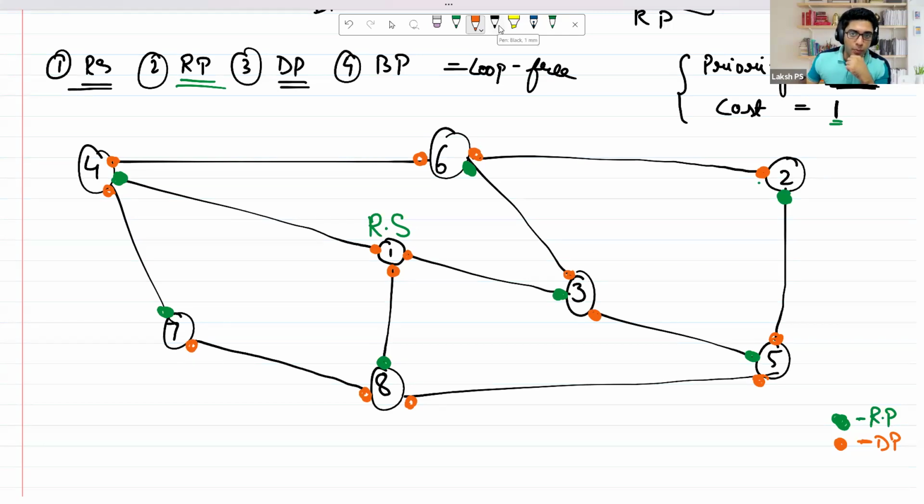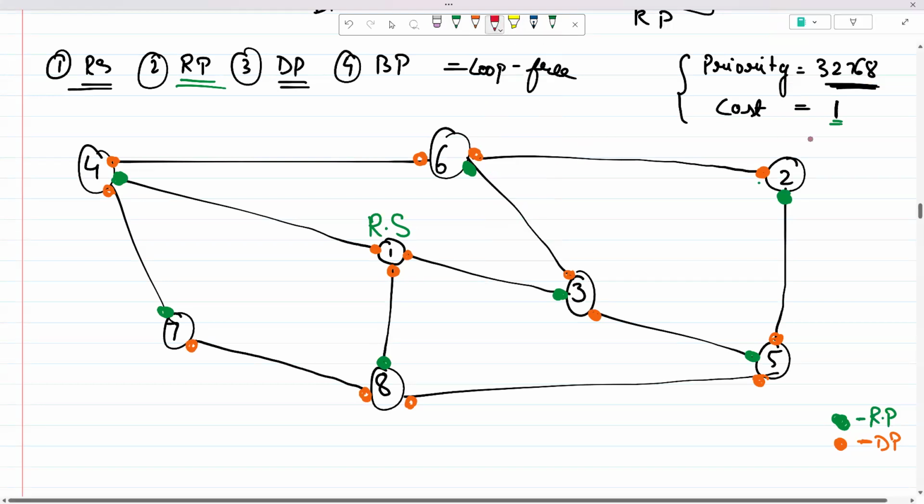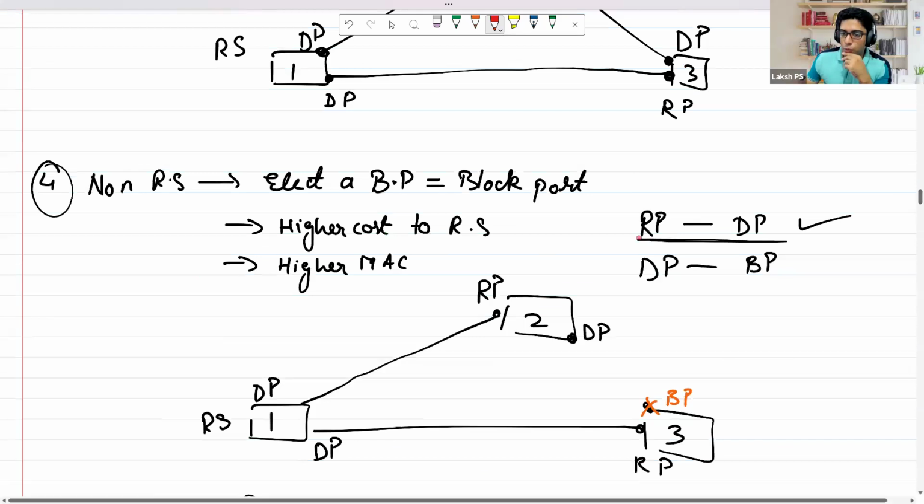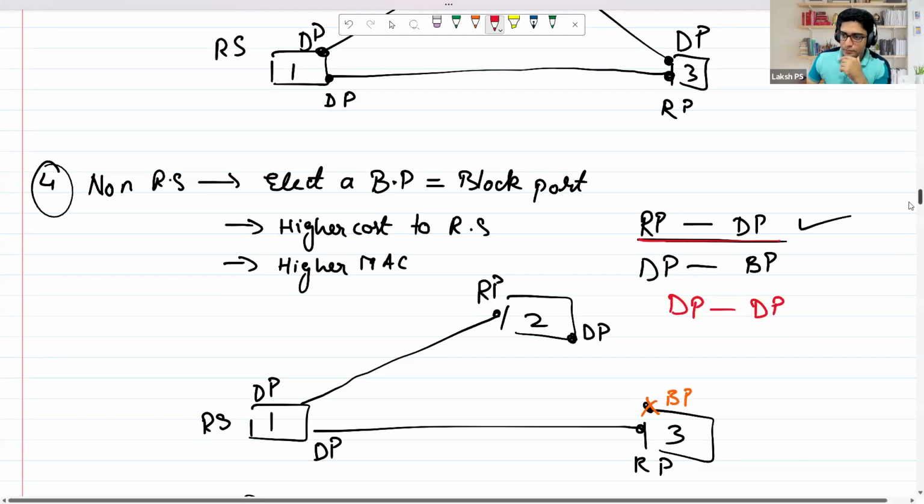Then finally, the block port. Okay, it needs to find out which interface would be a block. We know that we can have a root port to designated port connectivity. We can also have a designated port to a block port connectivity. However, we cannot have a designated port to a designated port connectivity. In such a condition, one of the interfaces should become a block port, right? And we know which interface would become blocked: whichever has a higher cost to reach the root switch. If that is a tie, whichever has a higher MAC, that switch would convert its designated port to a block.